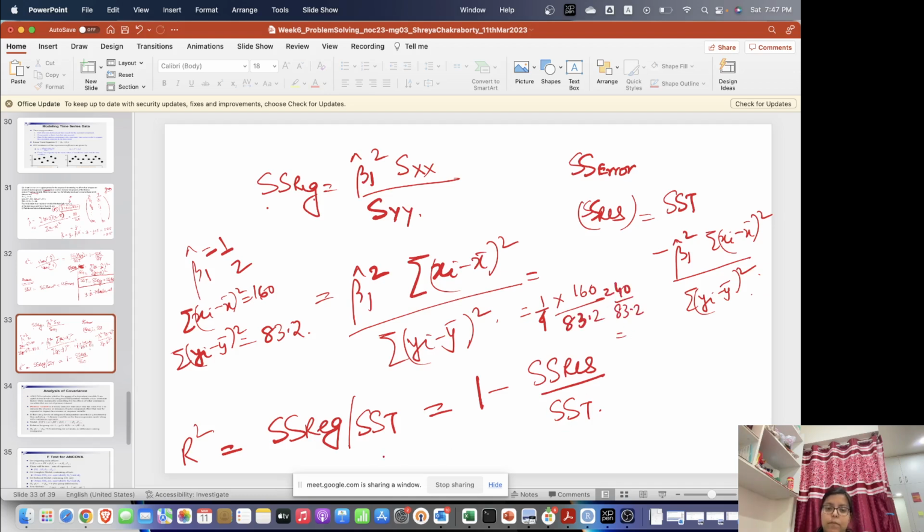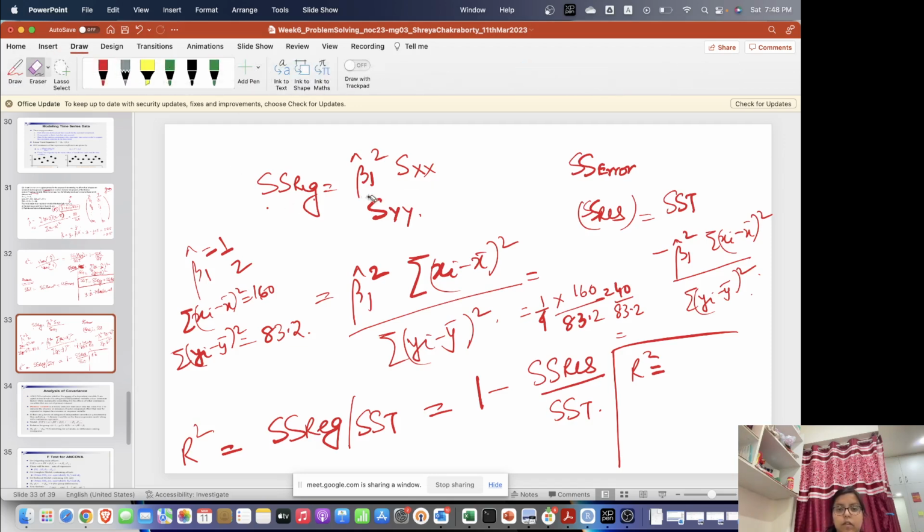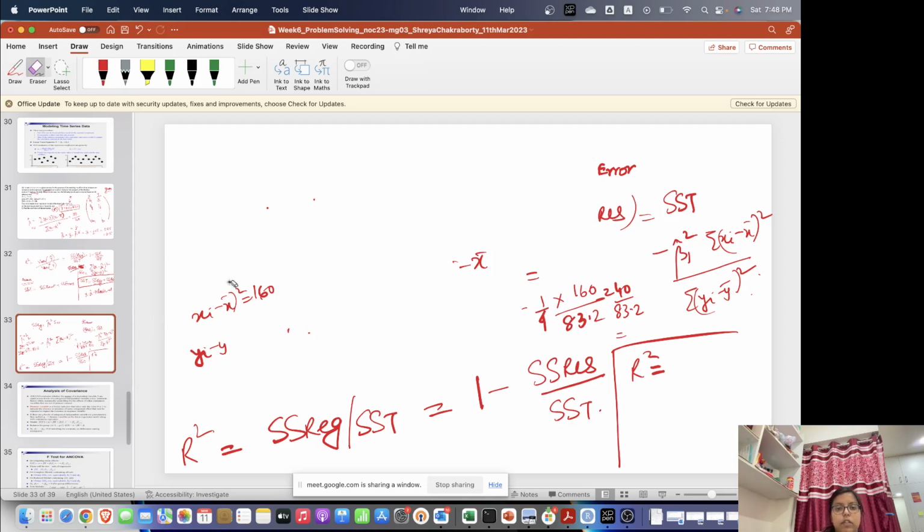So then R square equal to... I'm sorry, one second. I'll write it afresh so that it's clear. I'm really sorry for this.